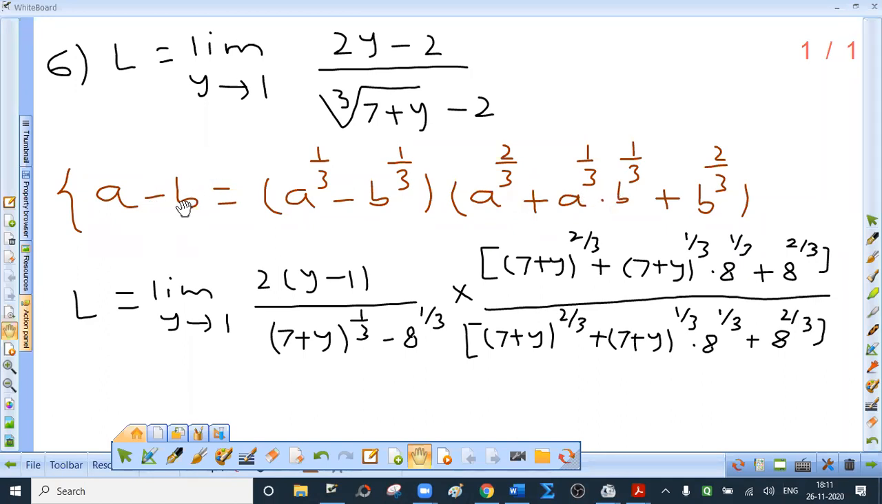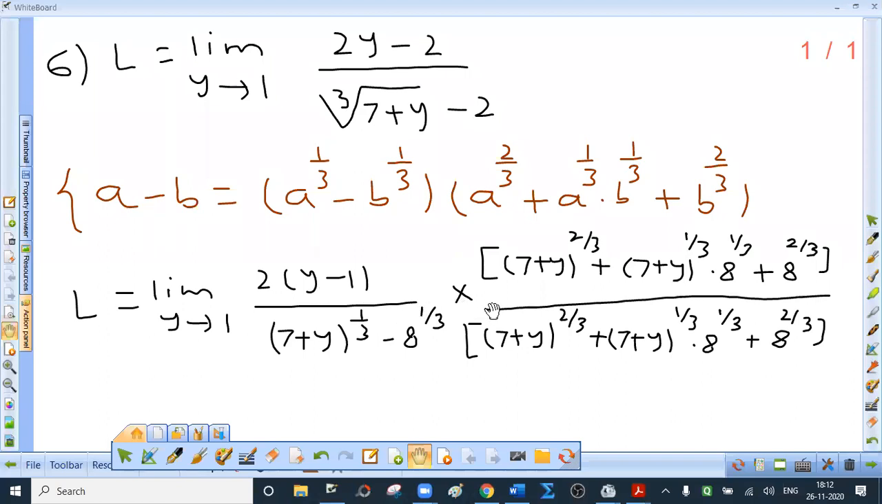And therefore, what is a minus b? It is a raised to 1 by 3 minus b raised to 1 by 3, times the square of the first, which is a raised to 2 by 3, plus the product, a raised to 1 by 3 b raised to 1 by 3, plus the square of the second. Okay. Now in the denominator, cube root of 7 plus y is 7 plus y raised to 1 upon 3. Can I say that 2 is 8 raised to 1 by 3? Yes, I can. In the numerator, take 2 common to get 2 into y minus 1.